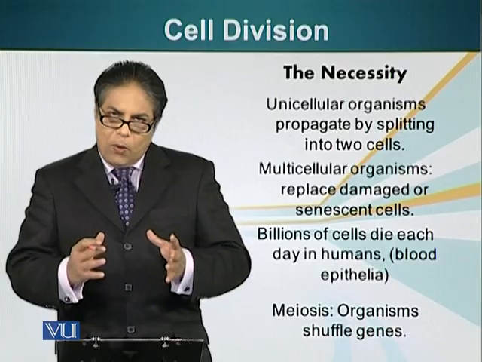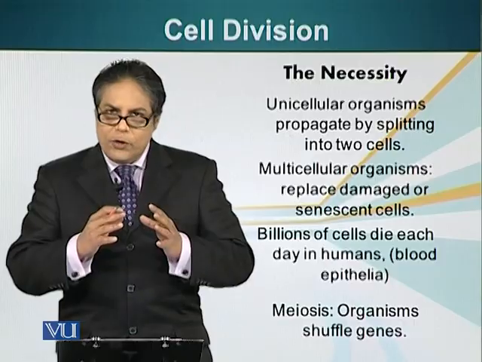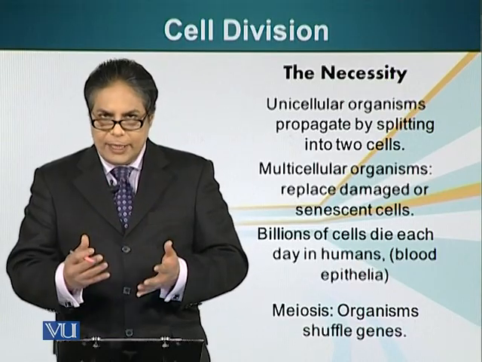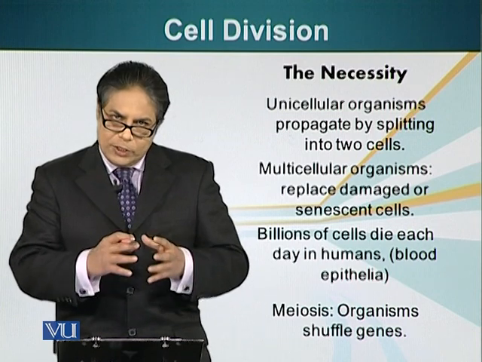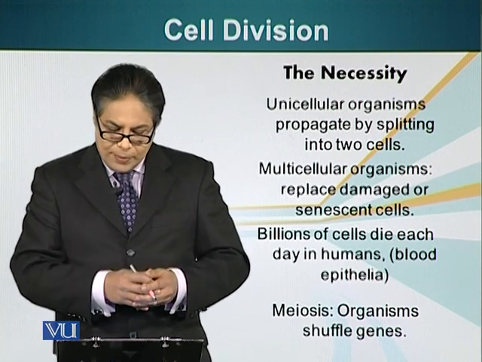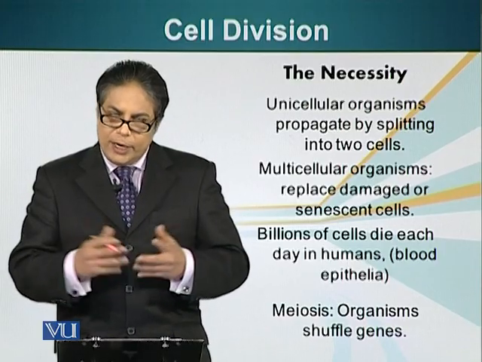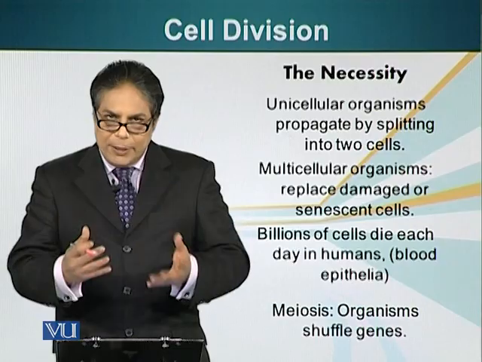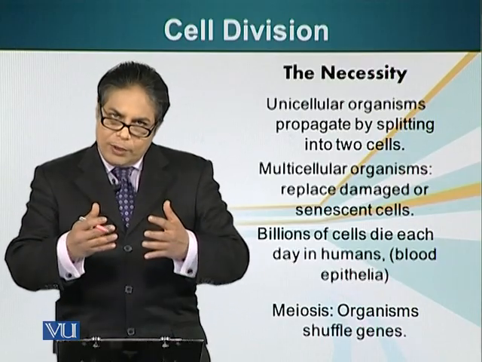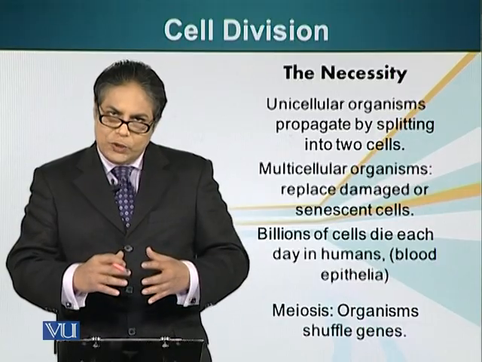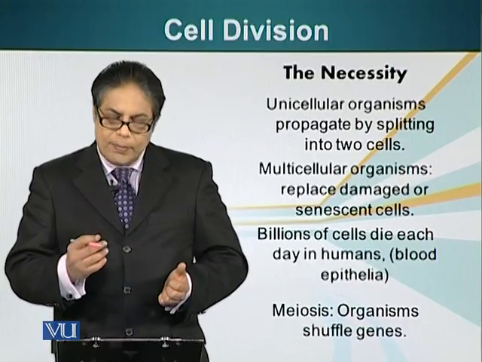Multicellular organisms, organisms that are made up of many cells, need cell division to replace old, dead, or senescent cells in order to keep their organs and tissues functional and viable. In humans, billions of cells die each day. For example, red blood cells and epithelial cells have to be replaced. The replacement of the cell has to come from another cell in the process of cell division.